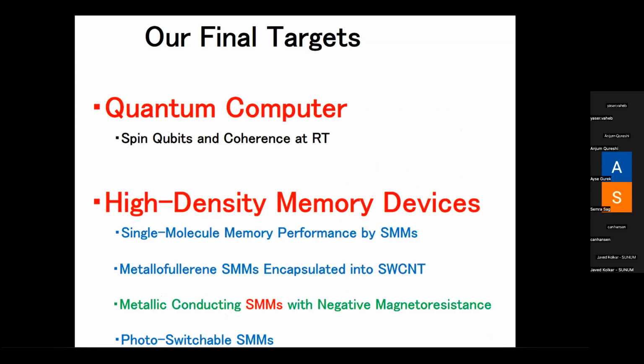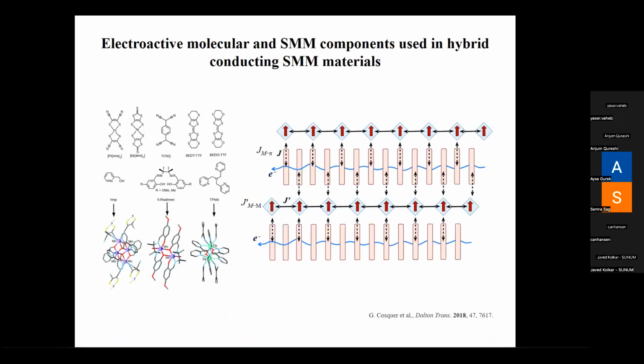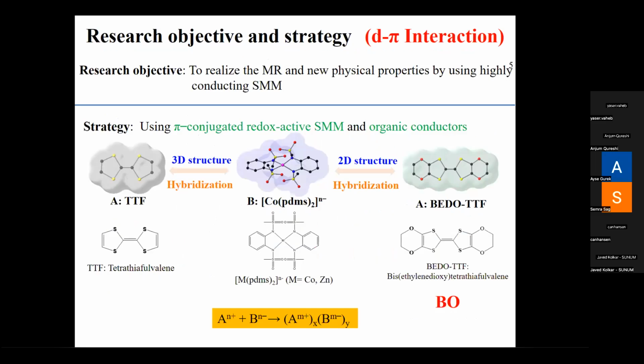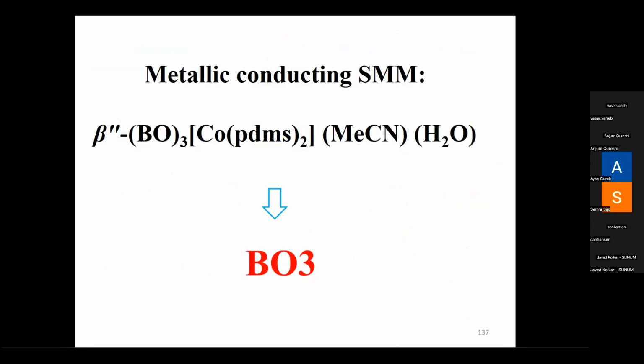So let's move to the metallic conducting single molecule magnet with negative magnetic resistance. Every time I use a single molecule magnet to overcome the Moore's limitation, and we realize the giant magnetic resistance. So for this purpose, we usually use an organic donor and single molecule magnet, with conduction electron and the localized single molecule magnet interacting through d-pi-f interaction to show the giant magnetic resistance to overcome the Moore's limitation. So in this case, we use BEDO. This is an organic donor and cobalt single molecule magnet. By electrochemistry, we obtain the single crystal.